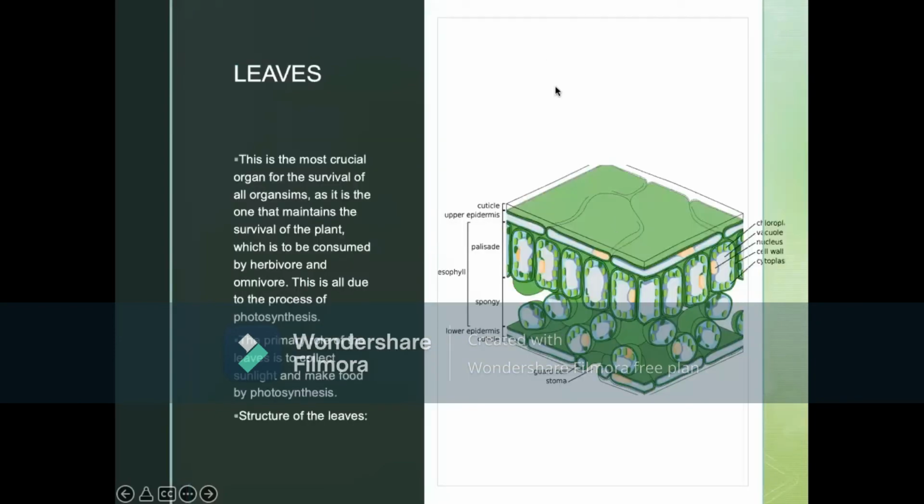Okay, moving on. After the transport from the roots to the stem, through the stem, it all goes to the leaves. And this is the most crucial organ for the survival of all organisms, as it is the one that maintains the survival of the plant. This is because it is to be consumed by other consumers, by herbivores and omnivores. And this is all because of the process of photosynthesis.